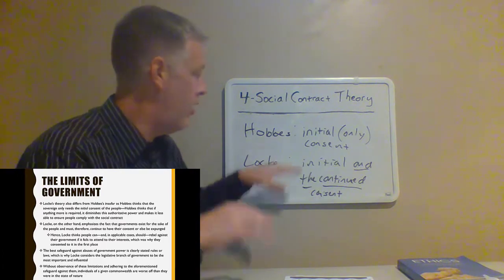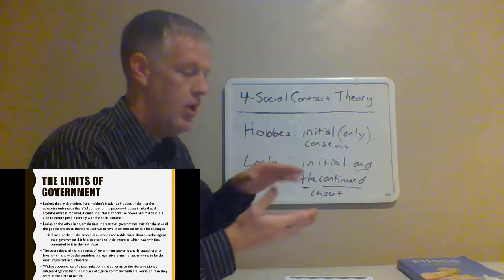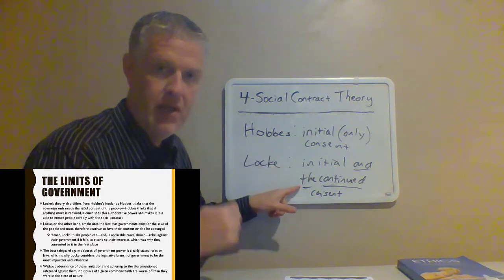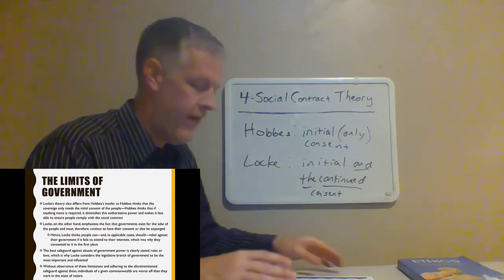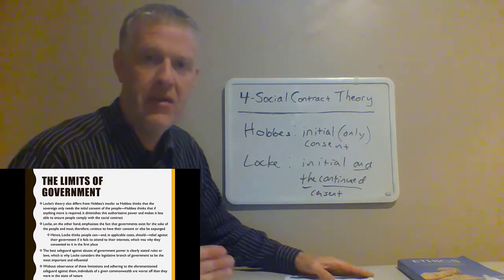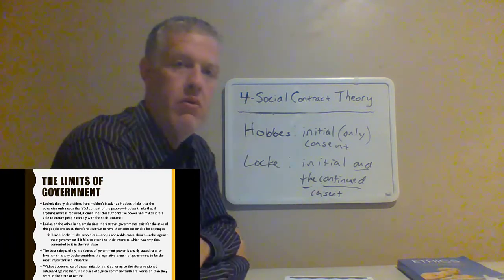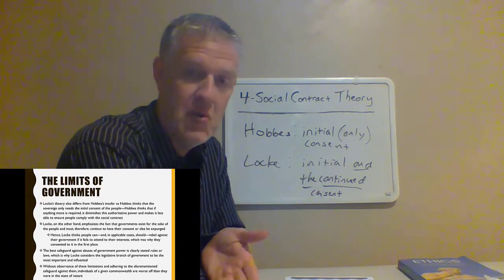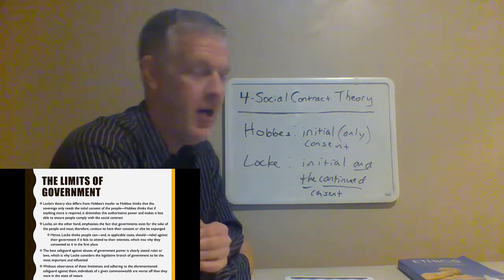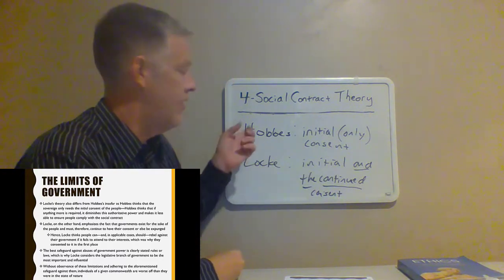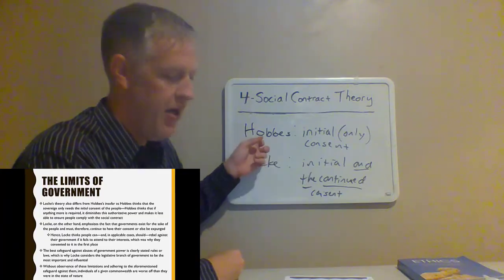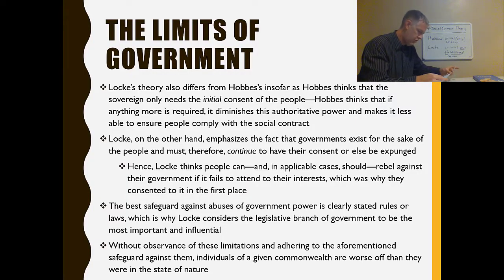Whereas Locke, again, no, it's not just the initial consent. You need the initial and the continued consent of the people. The sovereign needs the continued consent at all times of those governed. Without that, revolution is justified. And again, you see then why the founding fathers were big fans of Locke. Sign me up for Locke, and not Hobbes.